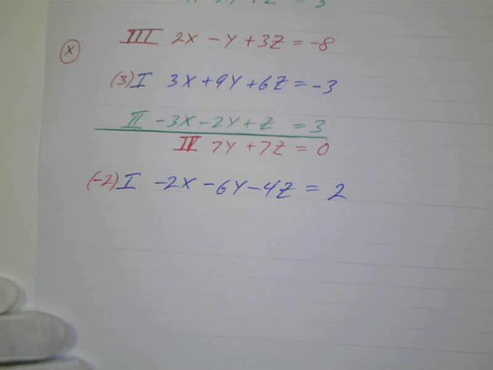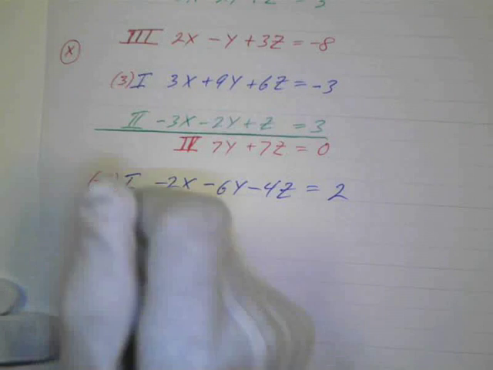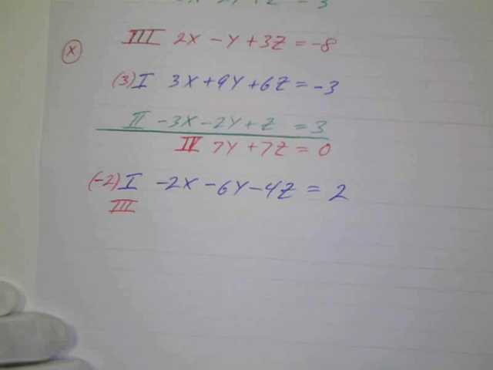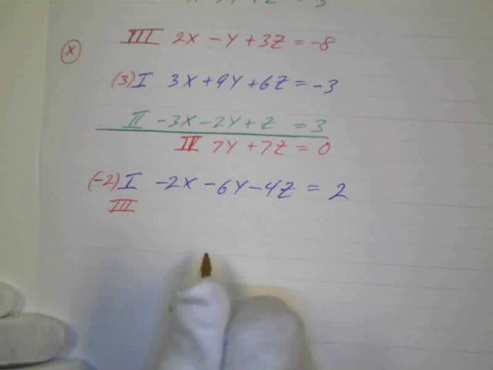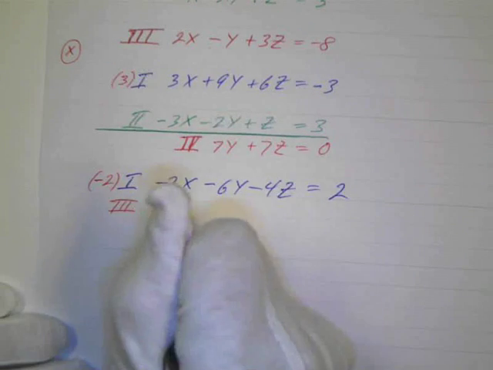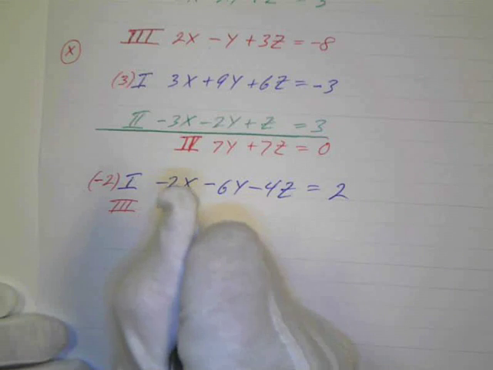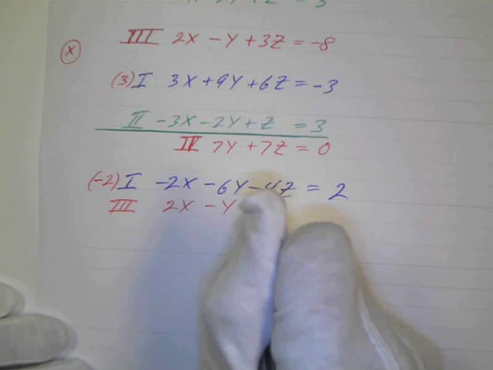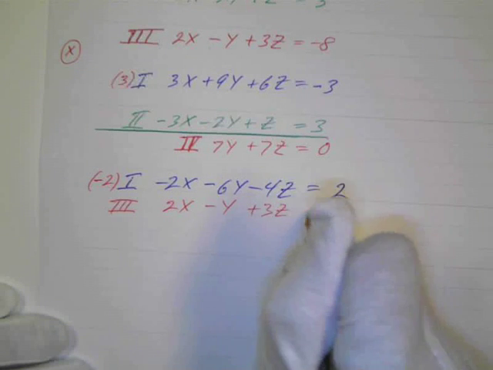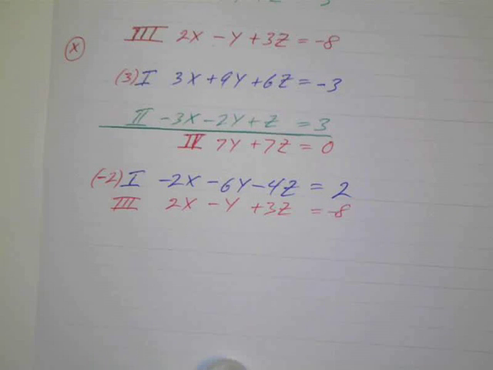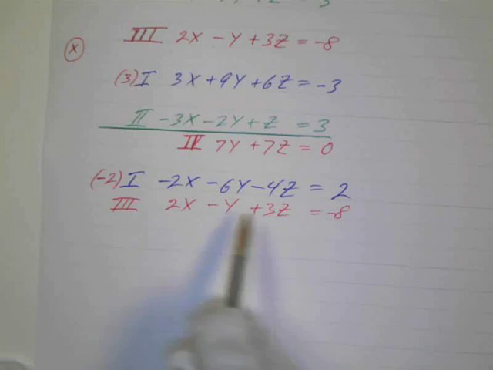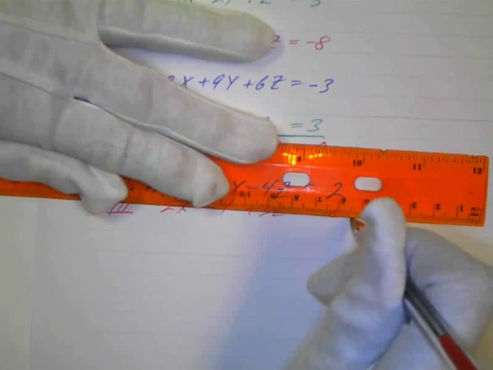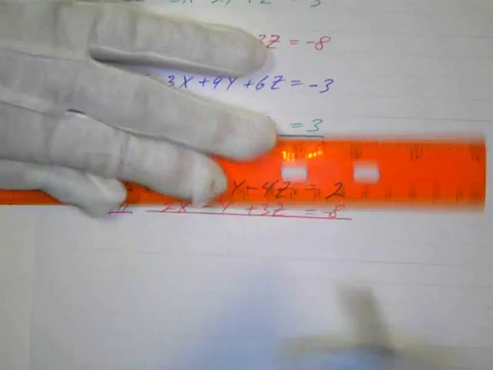And then I can write that right next to equation 3. Oops, that's a little close here. Equation 3 is this one, and I can put it close: 2x minus y plus 3z equals negative 8. Okay? And then we'll just add those two equations up here.